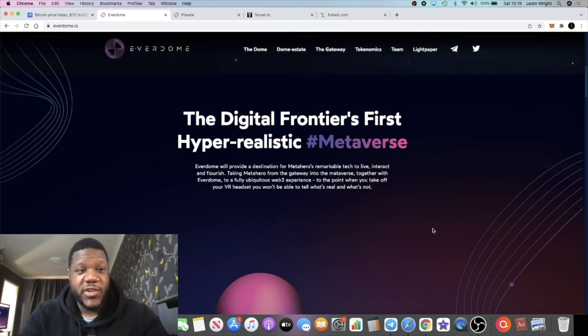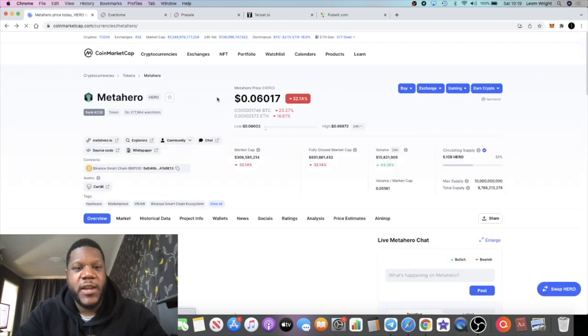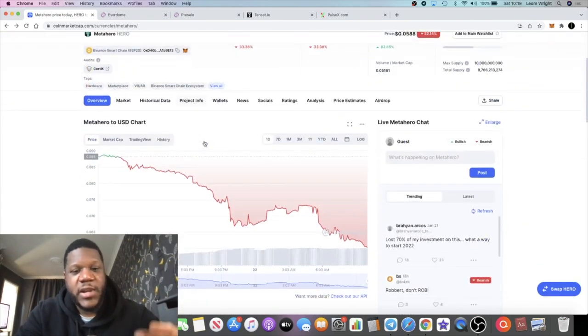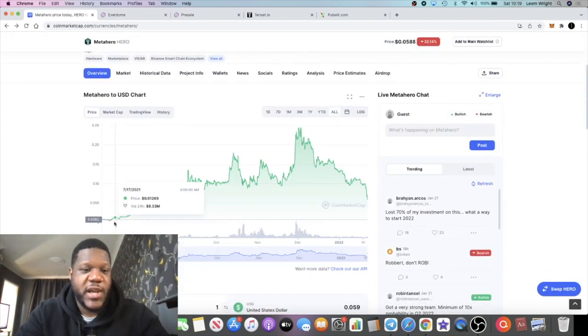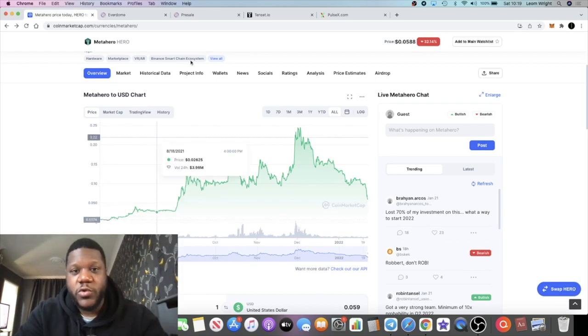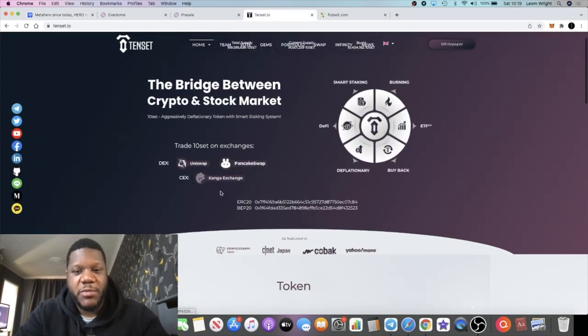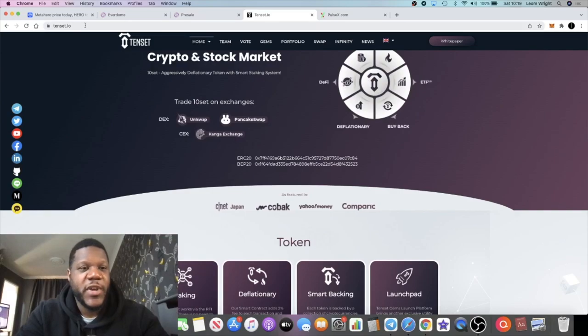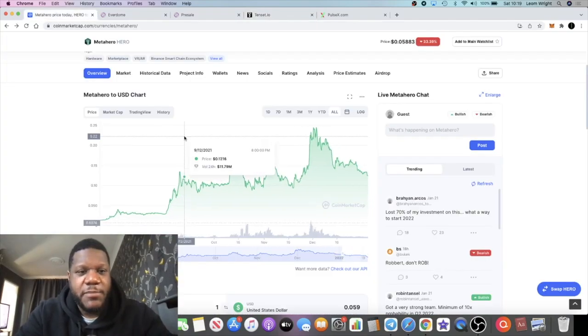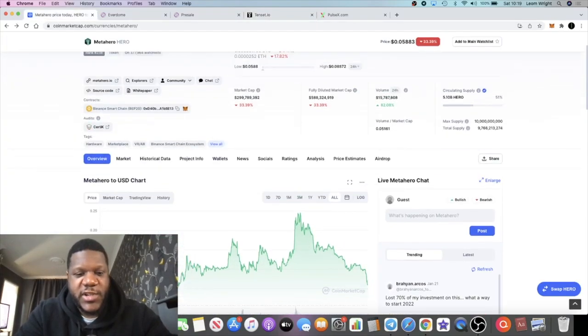But Everdome is created by the founder of the HERO token, Metahero. Now, Metahero clearly has performed since it came out the gate. And this was also launched on Tencent, which we're going to talk about, because this is where the IDO for Everdome is being launched. And yeah, Metahero did 175x.